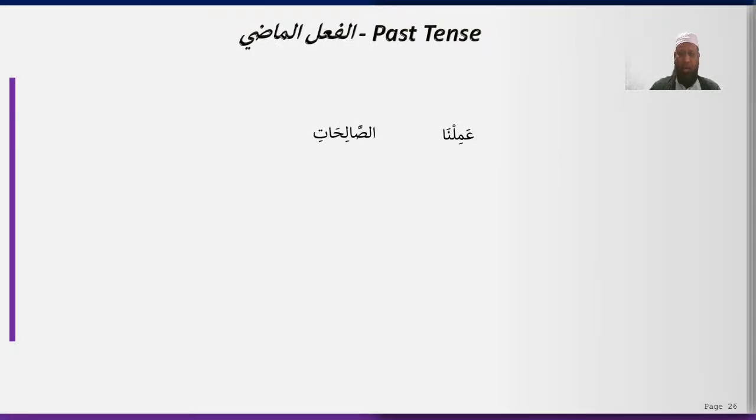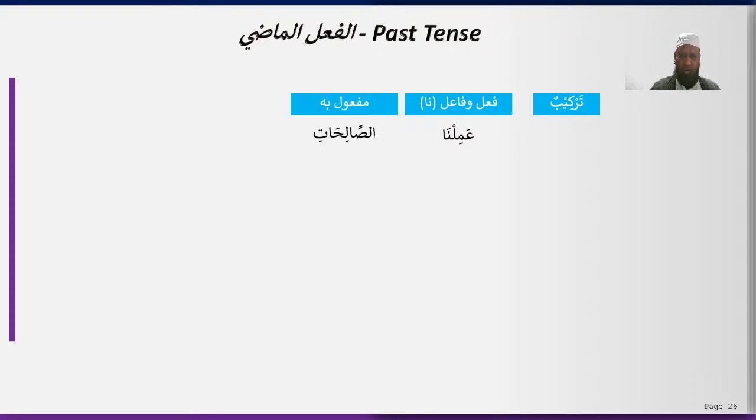Amilna as-salihat. Amilna is fi'l and fa'il, the na is the fa'il. As-salihat is maf'ul bihi. Jam' mu'annath salim. So jam' mu'annath salim shows the i'rab with kasra in nasab case.